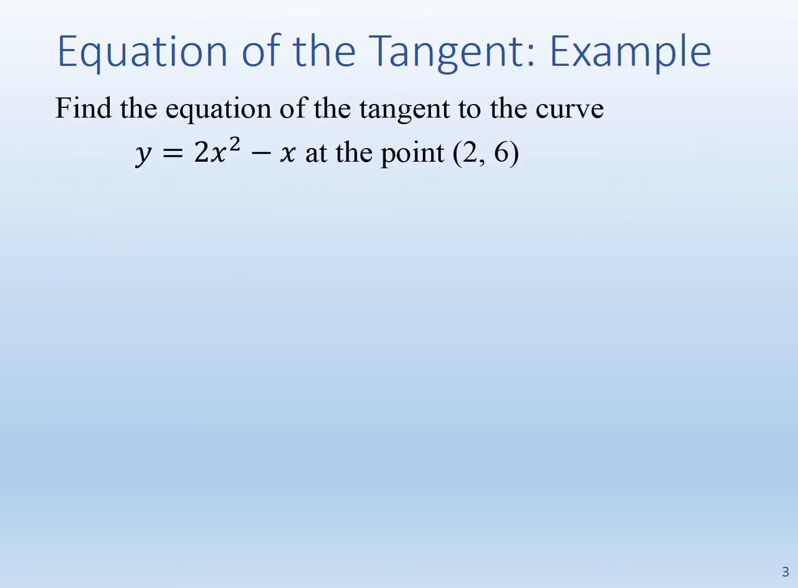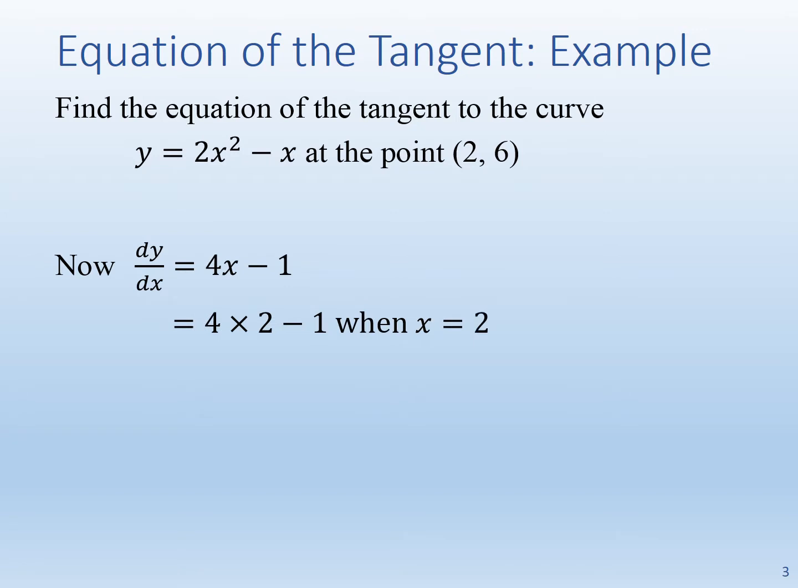In this example, we're asked to find the equation of the tangent line of y equals 2x squared minus x at the point (2, 6). By differentiating, we will be getting the gradient of the tangents to that curve at any point. And we want to find that gradient at a specific point where x is 2. So we'll substitute x equals 2 into our equation for the derivative to find the gradient at that particular point.